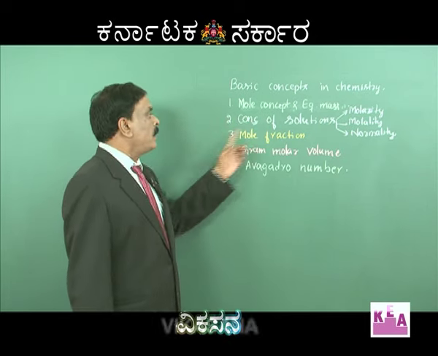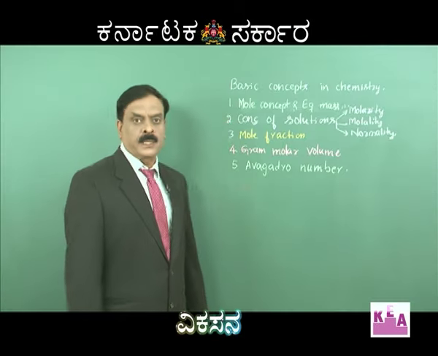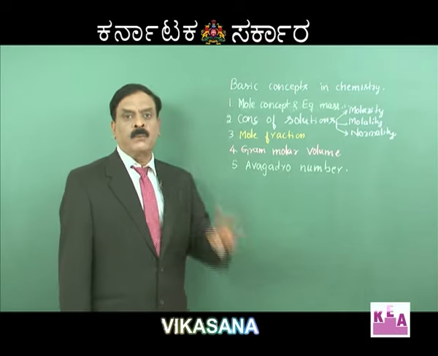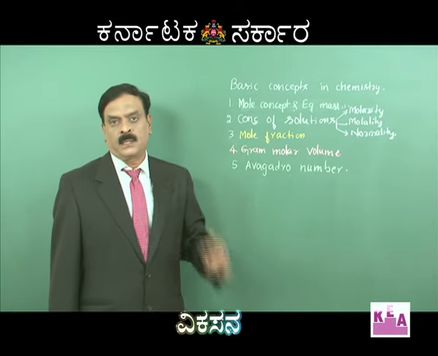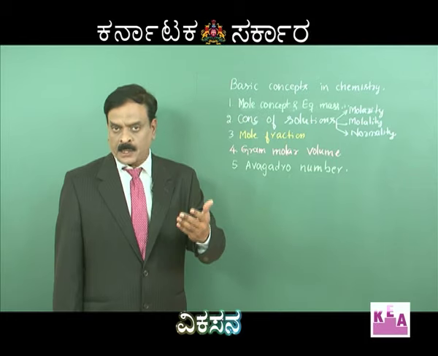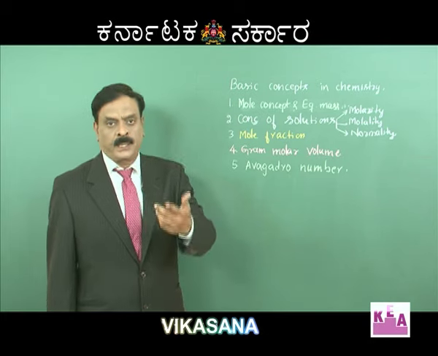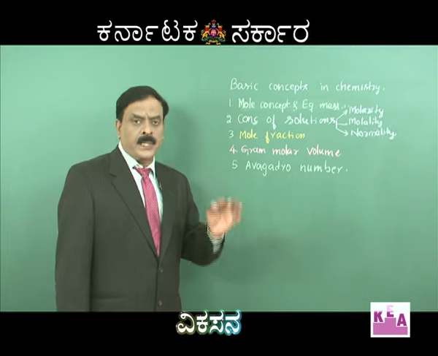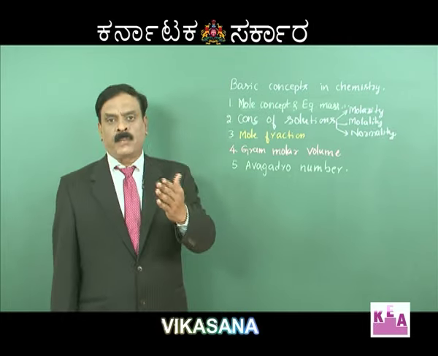Coming to solution, a solution is a homogeneous mixture of two or more components. In a simple solution, there are only two components, and as far as we are concerned in this particular chapter, we deal with simple solutions where you have two components. One of them is called the solute and the other is called the solvent. When you dissolve a solid in a liquid, then the solid is called the solute and the liquid is called the solvent. However, it should be noted that that component which is present in smaller proportion is called the solute and that which is present in larger proportion is called the solvent.